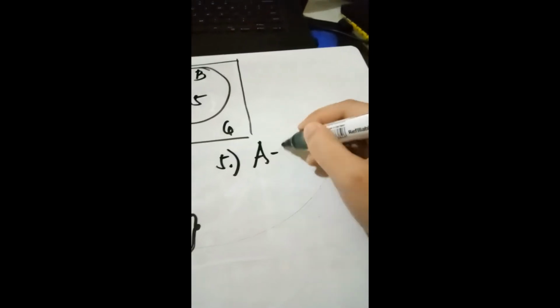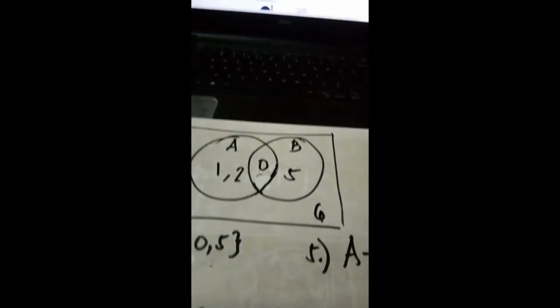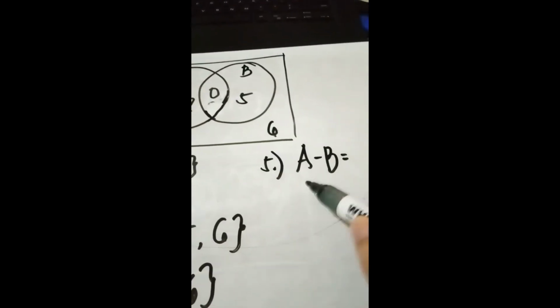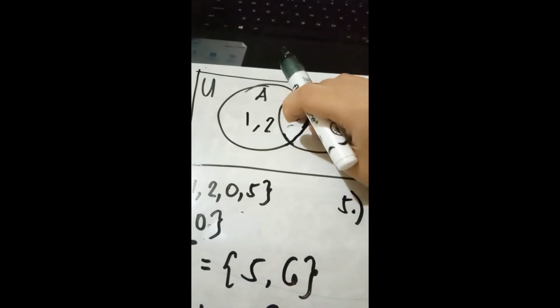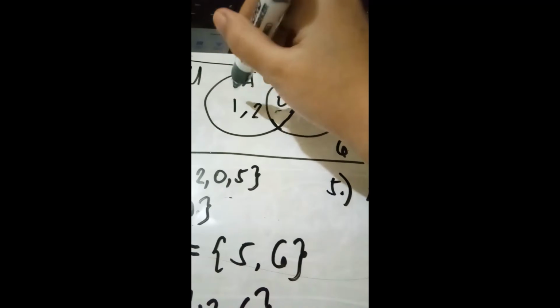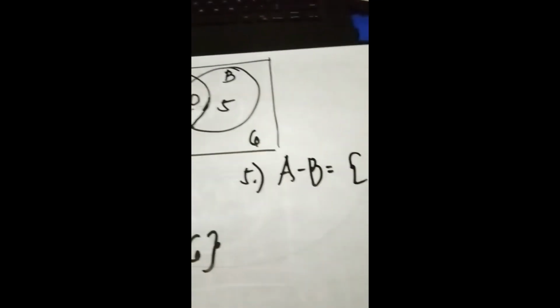So, for example, let's have number 5. A minus B. Yan. So, always check your leading set. So, this one will be removed. So, remove daw natin si set B. What is left in set A would be 1 and 2.